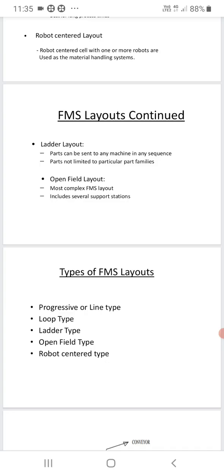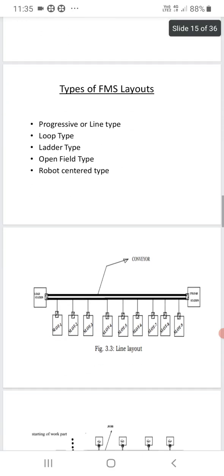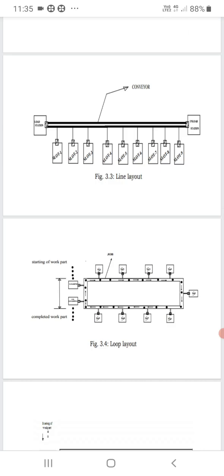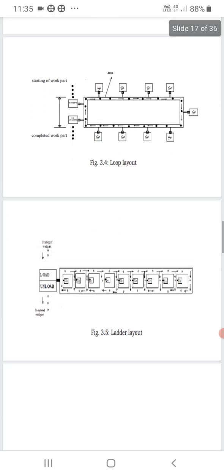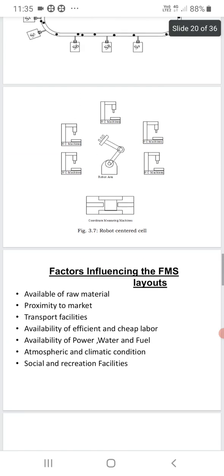Loop means machines which are formed in a closed cycle. Ladder means there will be some gap between them. Inline means in the same line itself all the machines are arranged. So different diagrams I have shown in the slides for the loop system, open robot control system, everything.